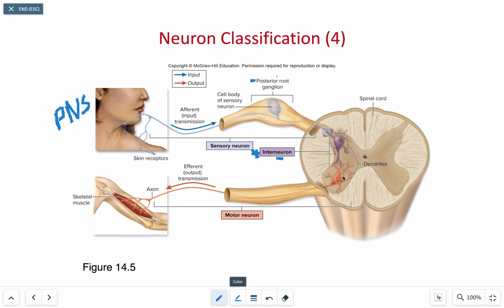It's going to connect to the motor neuron, and then it is going to deliver along the efferent pathway, or what we consider to be the output transmission, along the axon to the effector of the skeletal muscle. So for instance, if there was a scratch on the neck, that information gets processed. The interneuron decides what area should be stimulated. The motor neuron then is going to stimulate the bicep brachii, and then you would flex the elbow to scratch the side of the neck.